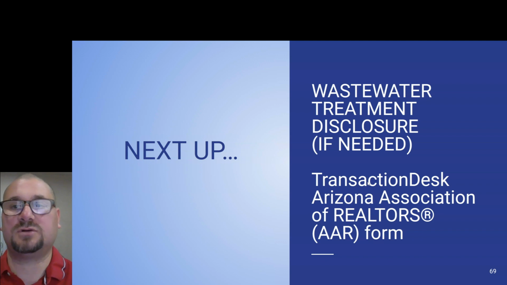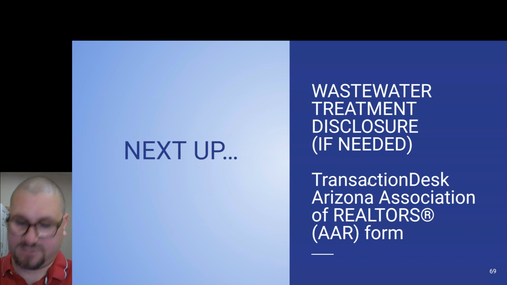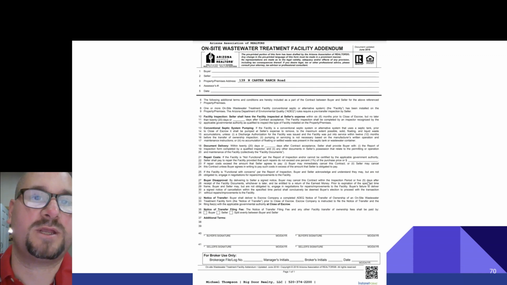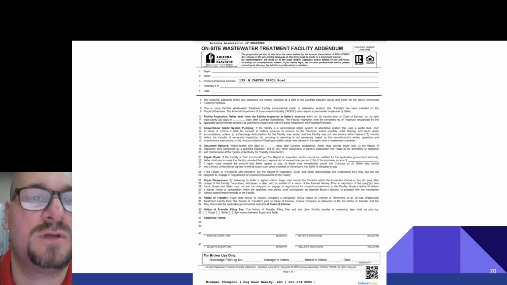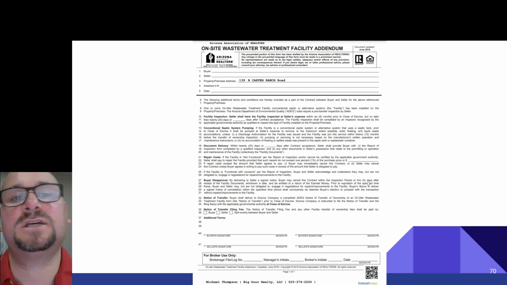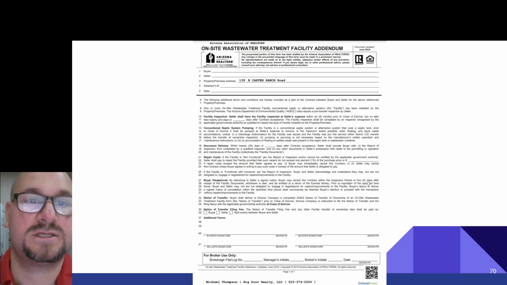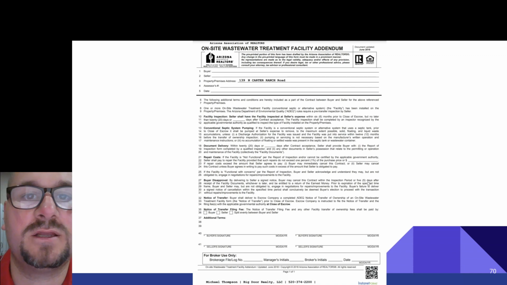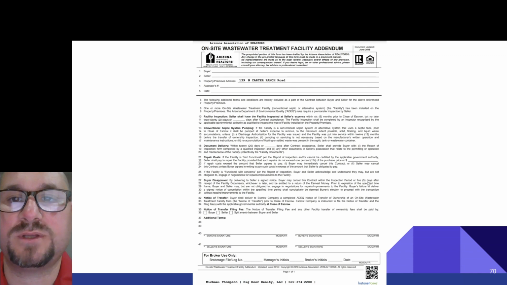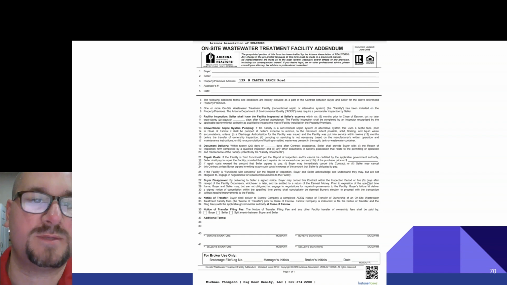Wastewater treatment disclosure, if needed. So on-site wastewater treatment facility addendum. So you'll list the buyer, the seller, the property address, your assessor's number, the date. On-site wastewater treatment facility, it's an addendum, it's an addition, right? So you might not need this. The following initialed terms and conditions are hereby included as part of the contract between the buyer and the seller for the above referenced property premises.